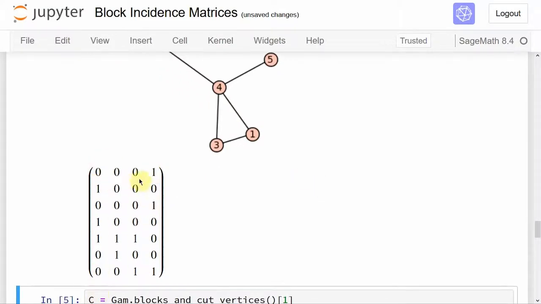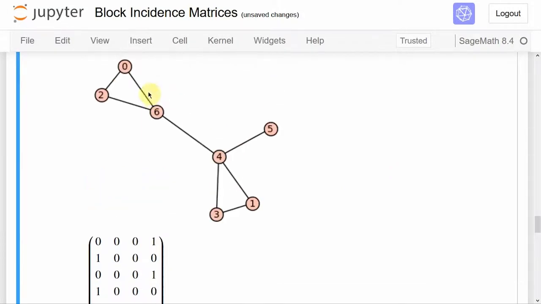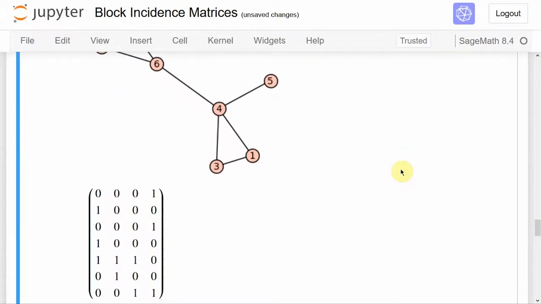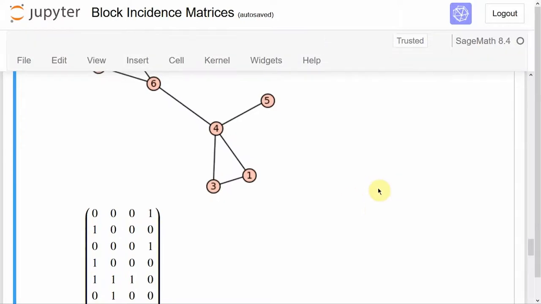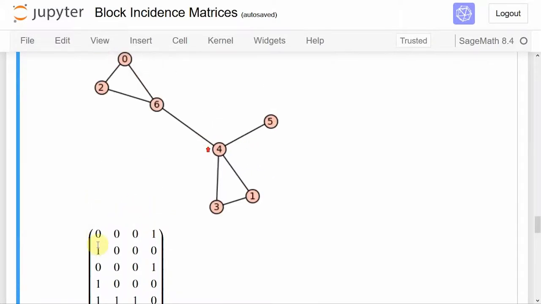As you can see, there may be 3 non-zero entries in a row. That's because there are 3 vertices in the block. So it is not like the incidence matrix where you have exactly 2 non-zero entries. You may have any number of them depending on the size of the block. A lot of information is there about the block structure: the number of ones in a column gives you the number of vertices in the block, and the number of ones in a row gives you how many blocks the vertex is incident with.